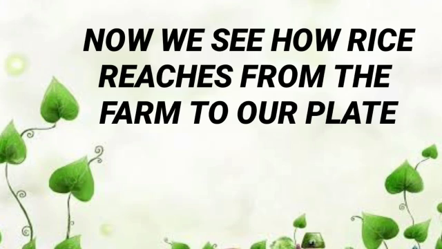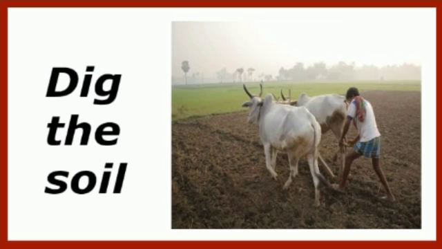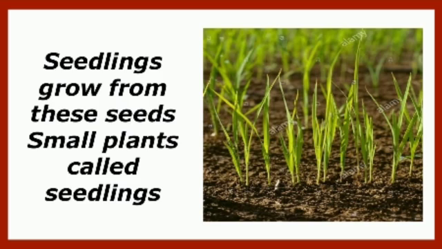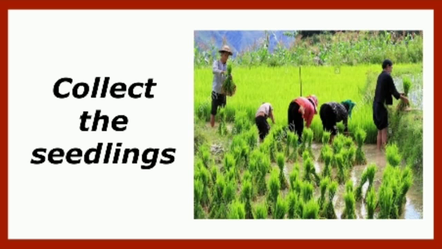We get rice from plants. It is grown on the farm by the farmer. First, the farmer digs the soil, then puts the seeds in the soil. Seedlings grow from these seeds. What are seedlings? The small plants are called seedlings.